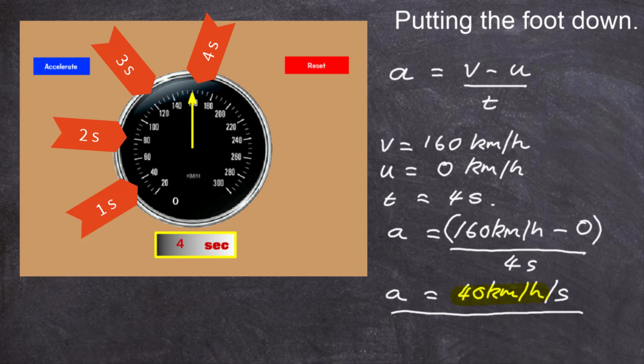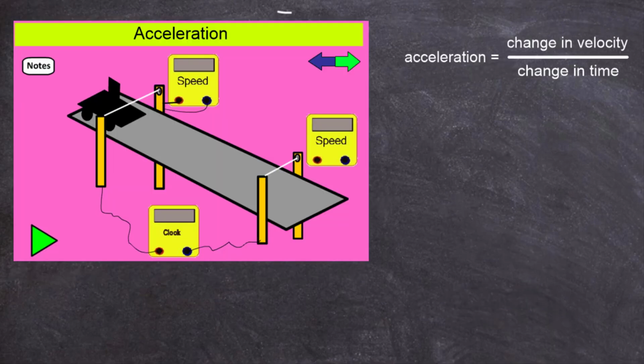So acceleration tells us how much our velocity is going to increase or decrease in a given time, in this case per unit second. Acceleration 40 kilometers per hour per second means that the car is going to increase its velocity by 40 kilometers per hour every second.